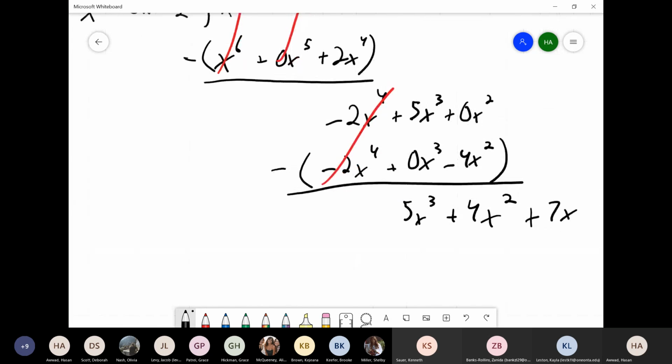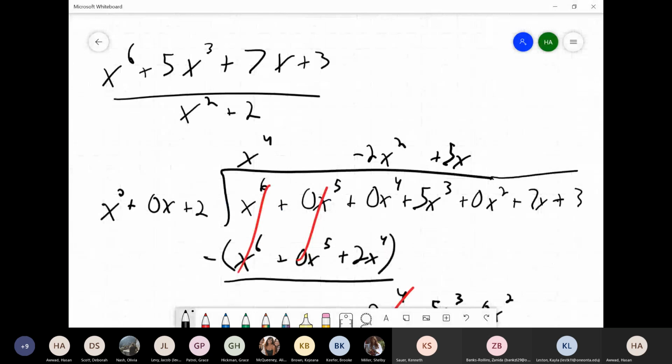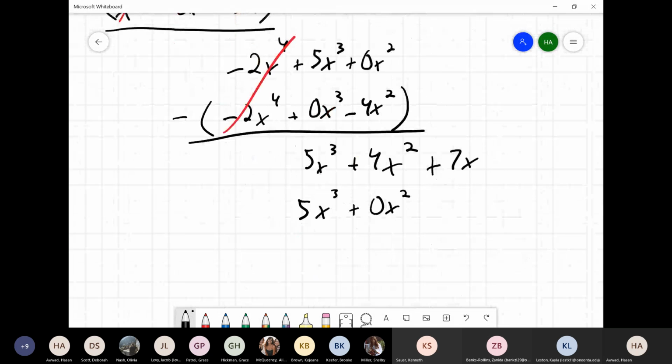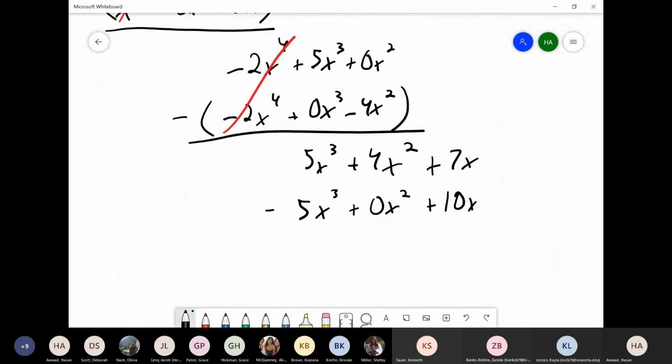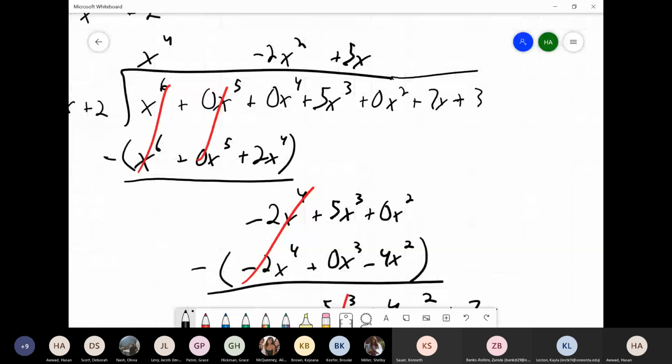5x. So when I do this, I get 5x cubed. And then 5x times my middle piece here, the 0x. Well, once again, that's just going to be 0x squared. So 0x squared. And then 5x times 2 is a 10x. So plus 10x. I subtract the whole thing. Subtracting the whole thing, the 5x cubes cancel out. 4x squared minus 0x squared is still just 4x squared. So this column remains untouched. And then we have 7x minus 10x, which is -3x, or minus 3x. Okay, we're almost done. We just have to bring down the last piece here, which is the plus 3.